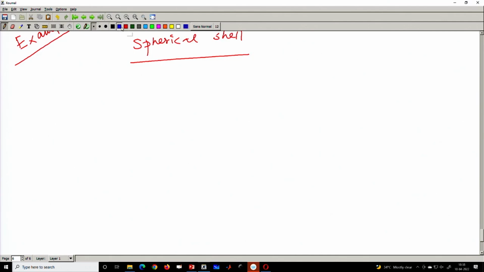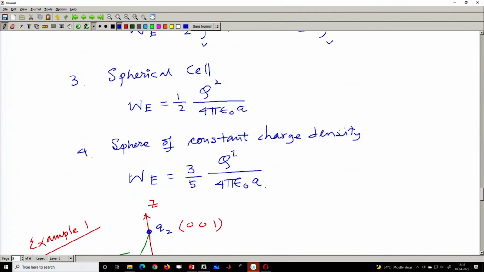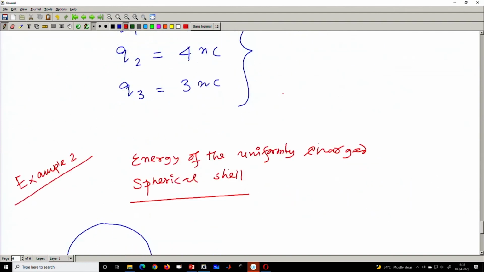Well, I am just trying to do this. So, this is the spherical shell with radius A. We already had this expression. I wrote it just before this, that the value should be half of q square over 4 pi epsilon 0 A. I have already mentioned this. So, now I am going to show meticulously how to calculate it.